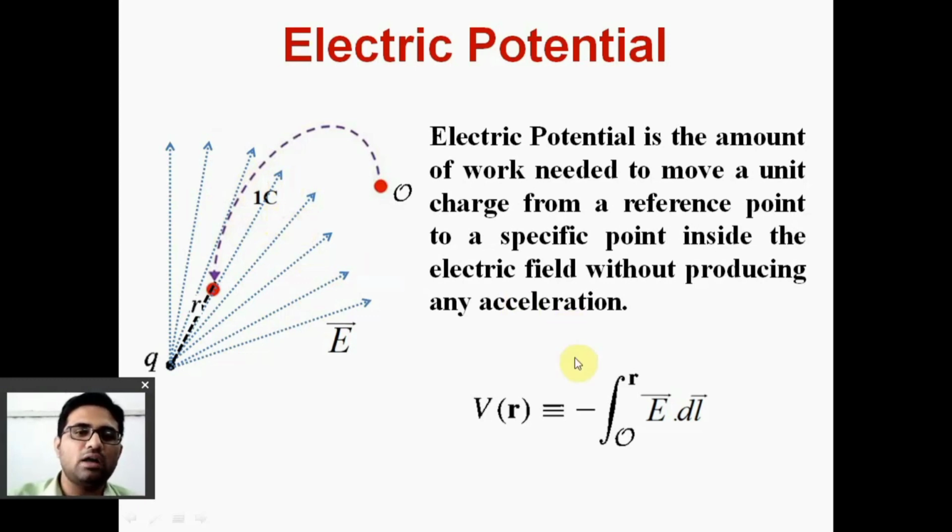And as the path integral is path independent, so this E dot dl is path independent. That's why we can write the electric potential like this. Here this minus sign is coming. Why? Because this unit charge is moved from the reference point to this specific point, and you can see the movement of this charge is opposite to the direction of the electric field, right? So this is the minimum work done required to move the unit charge, and that is called the electric potential, and this is the mathematical form of the electric potential.